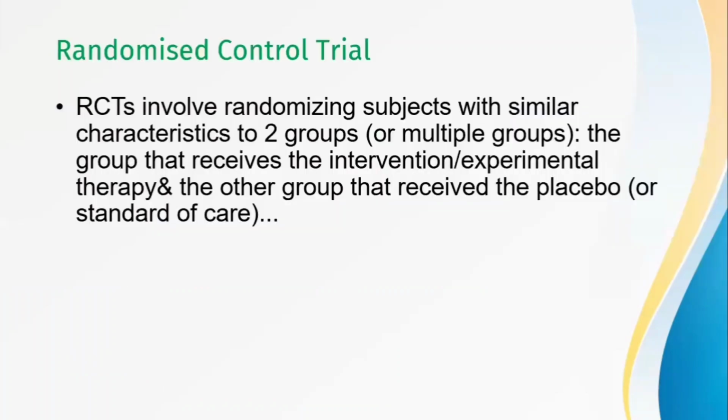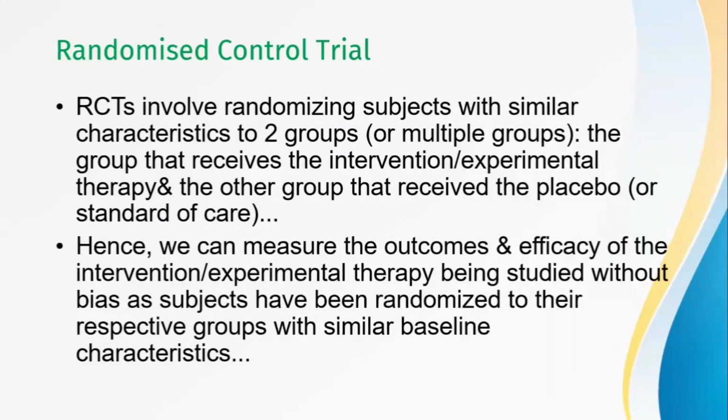First, we'll see about randomized control trial. The randomized control trial involves randomizing subjects with similar characteristics to two groups or multiple groups, the group that receives the intervention and the other group that receives the placebo. The randomization is typically performed by using a computer software manually or by other means.